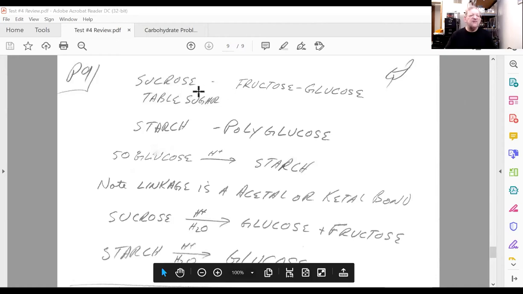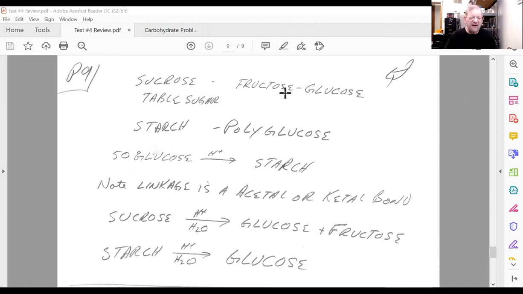You should know sucrose, table sugar. It's made up of fructose and glucose bonded together. You should know starch is a polyglucose molecule, or polymer, of many glucose molecules. So if I react a lot of glucose molecules together with acid, I will make starch. What's the linkage? I won't ask you to draw it, but you should know that's an acetal or ketal. In starch, it's really an acetal.